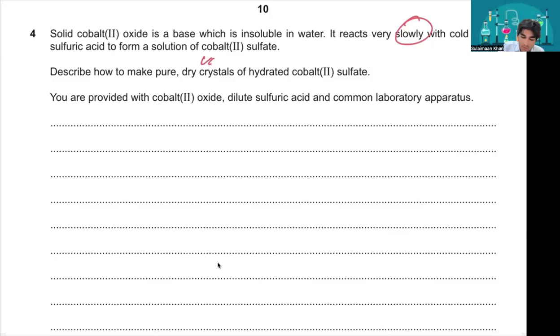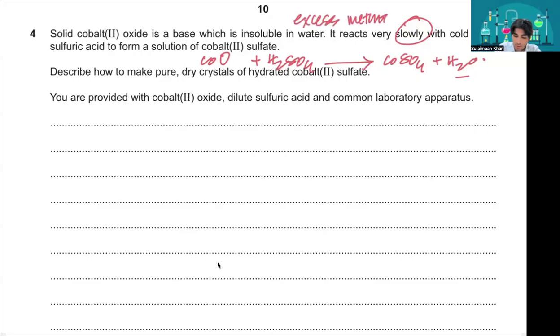Cobalt oxide is CoO, cobalt 2 oxide, plus sulfuric acid. This is an acid-base reaction because a metal oxide is a base. So metal oxide plus acid, what do you get? Cobalt sulfate plus H2O. And then how to make pure dry crystals of hydrated cobalt 2 sulfate? You need to prepare this through the excess method. The cobalt oxide should be in excess.